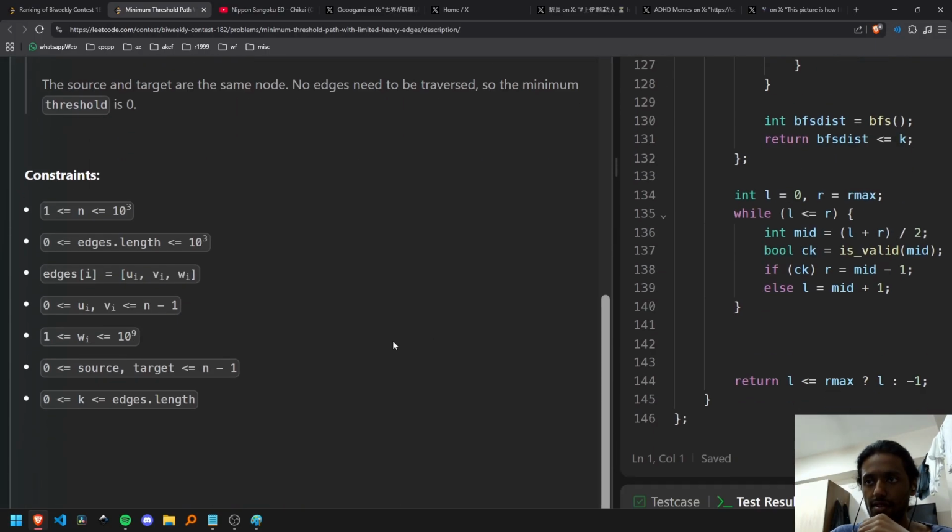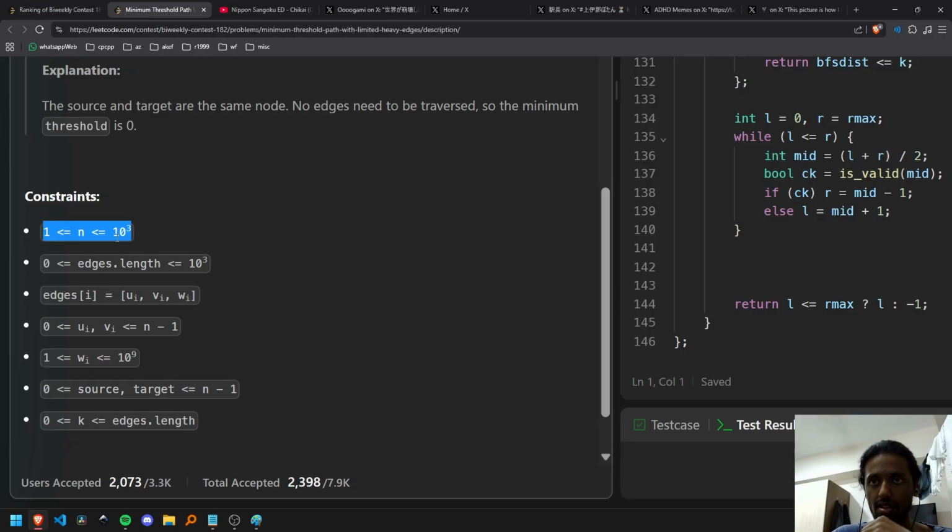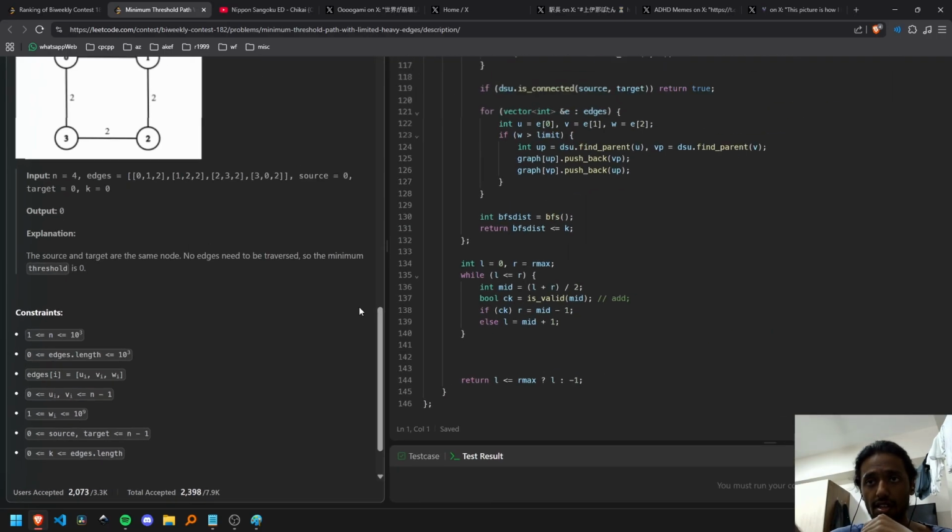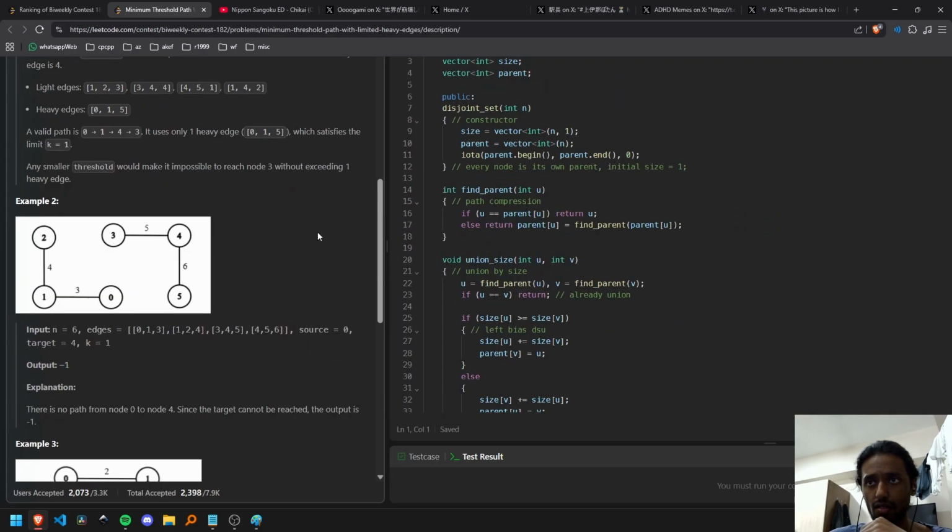And the constraints were very weird for this problem for some reason. The n and m are less than or equal to 10 power 3 for some reason. My solution will work with 10 power 5. My solution works for n, m less than or equal to 10 power 5. I have no idea why this was 10 power 3 here, but anyways. So yeah, what was my intuition?